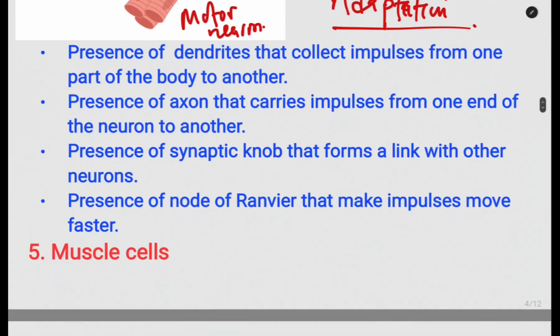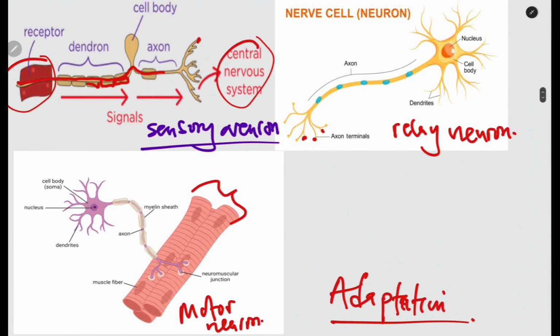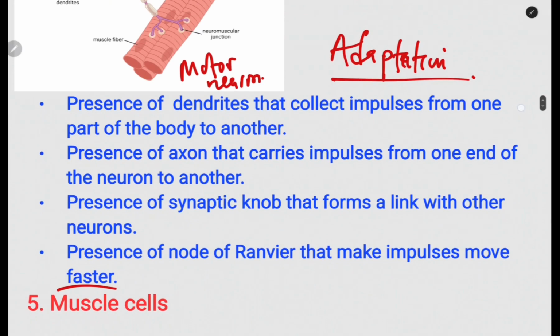Then presence of node of Ranvier that makes the impulse move faster. Nodes of Ranvier are just spaces between the myelin sheath. So if this is the axon, this is the myelin sheath, and this is another myelin sheath, the space between is what we call the node of Ranvier. So these are some of the adaptations that they have.